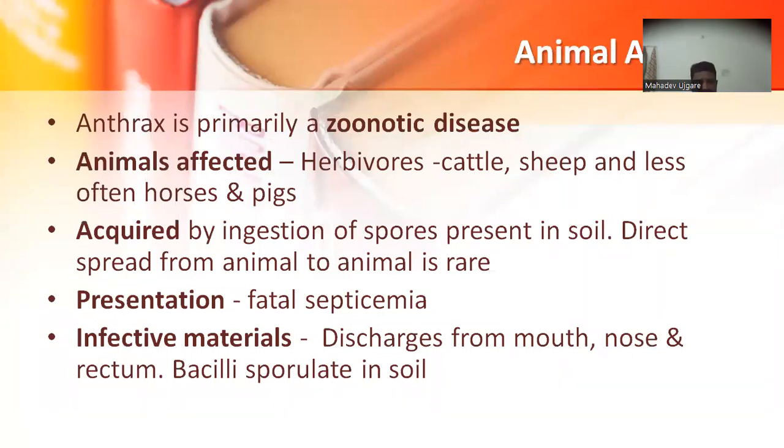Now animal anthrax. Anthrax is primarily a zoonotic disease. How are animals affected? The animals affected are herbivorous: cattle, sheep, and less often horses and pigs. Infection is acquired by contact or by ingestion of spores present in soil. Direct spread from animal to animal is rare. Presentation is fatal septicemia. Infective material is discharged from the mouth, nose, and rectum, and bacilli sporulate in soil.